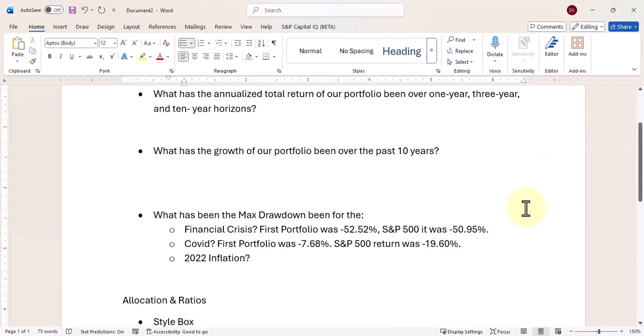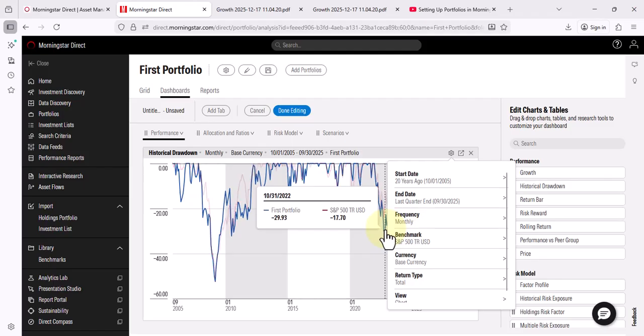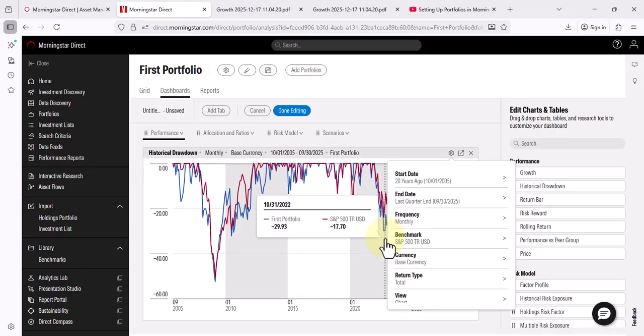Then finally, the inflation event, I'll call it, for 2022. It's going to be out here. Really, the peak of that was September 30th of 2022, based on what we have here, or October 31st, 2022. I really don't see a difference there, so I'll use September 30th, 2022. For our first portfolio, it was a drop of 29.93%, and for the S&P 500, it was a drop of 23.87%.